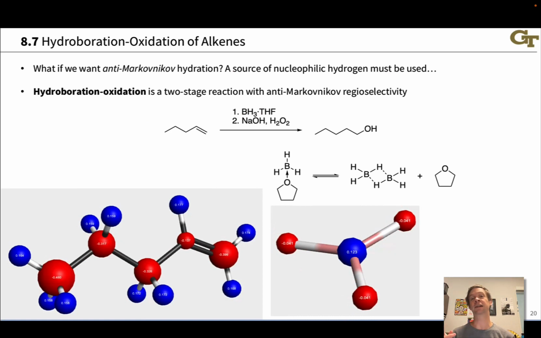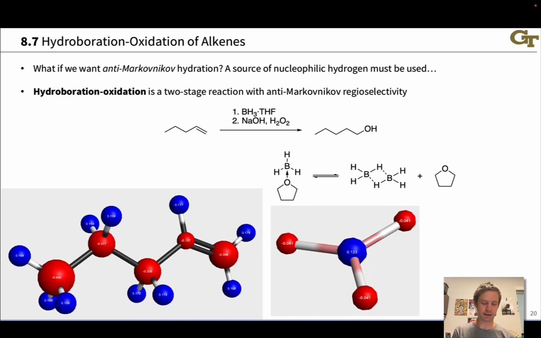This is ultimately going to lead to anti-Markovnikov hydration after we replace this boron group with an OH, which is done in the second step. So the reaction is a two-stage process. First, we use a borane, such as BH3•THF. We'll come back to that in a second. And then we convert the boron group into an OH using basic oxidation conditions. So something like sodium hydroxide and hydrogen peroxide is probably the simplest way to go about doing this.